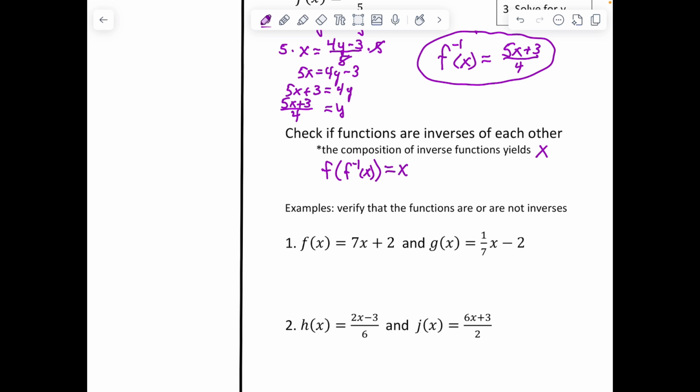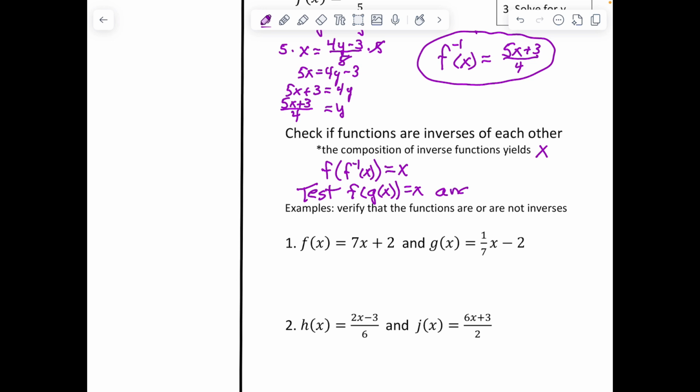Now usually we use two different letters for it. We use, for instance, f and g because we don't know if they're inverses or not. So what you have to do is a test. The test is you want to try the composition of functions, f of g of x, and see if that gives you x.